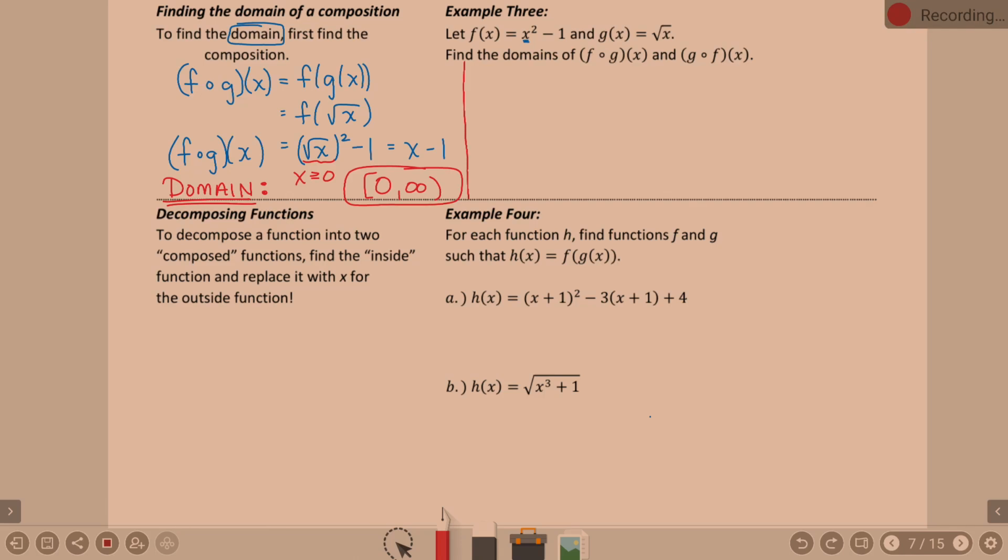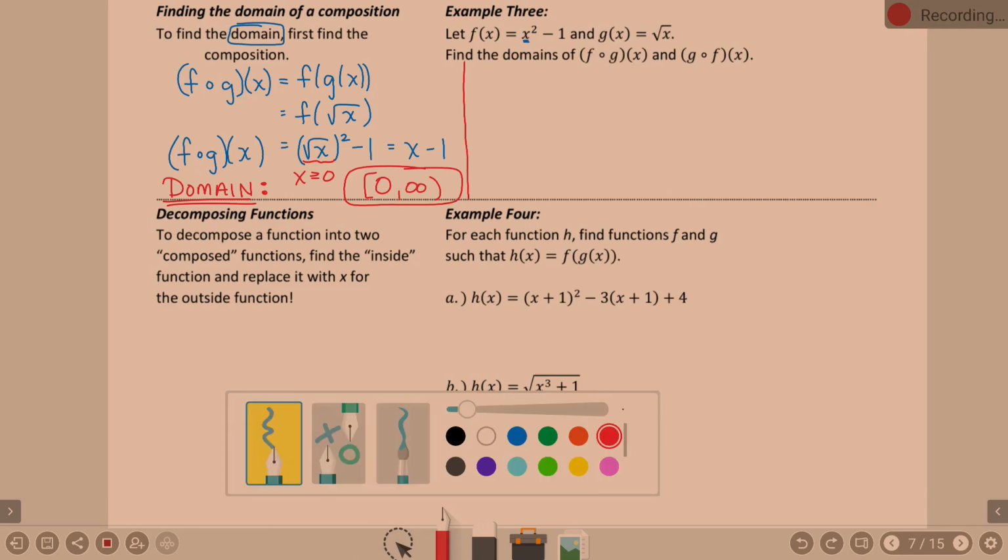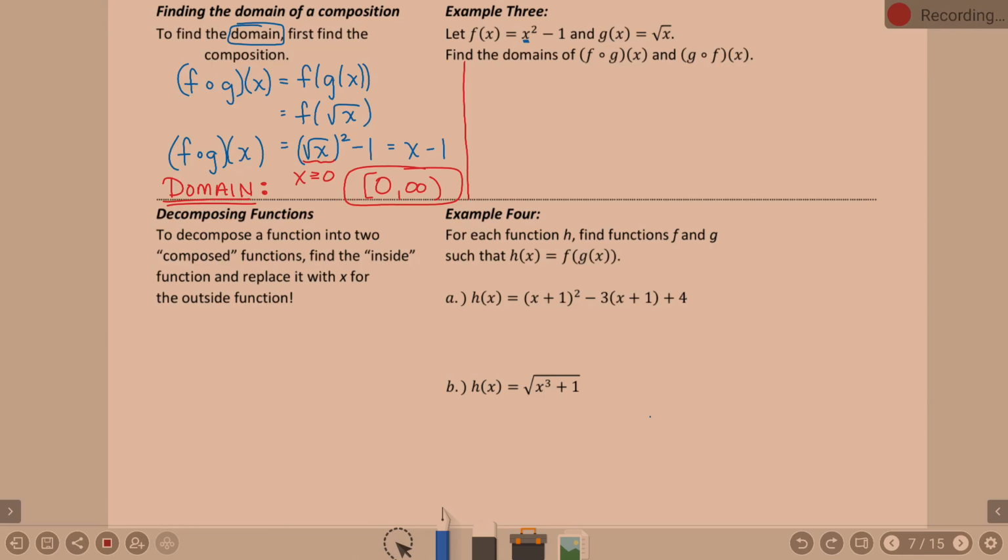Now, that was the first half of the problem, because it was find the domain of f composed with g. We did that, and now we need to find the domain of g composed with f. So g composed with f of x. In order to find the domain, we have to find g composed with f. So remember, g composed with f is g of f of x, right?